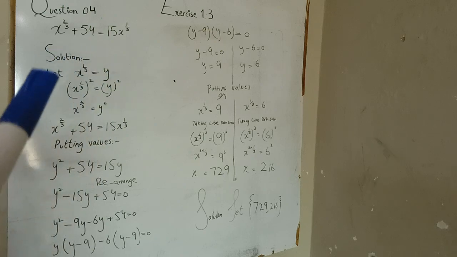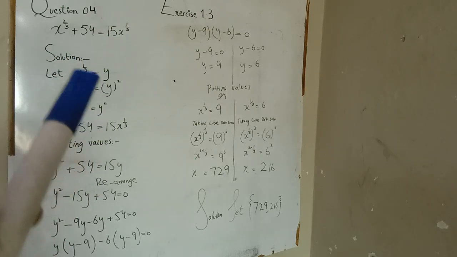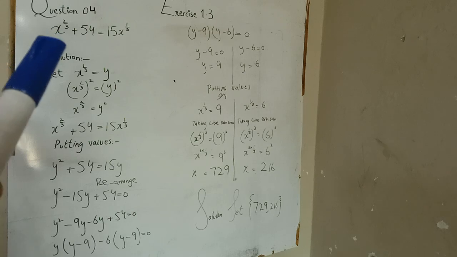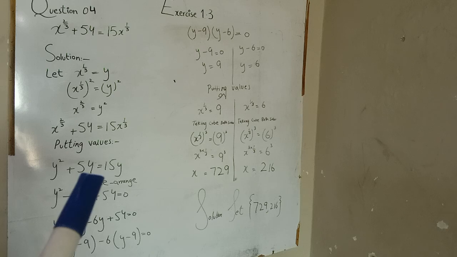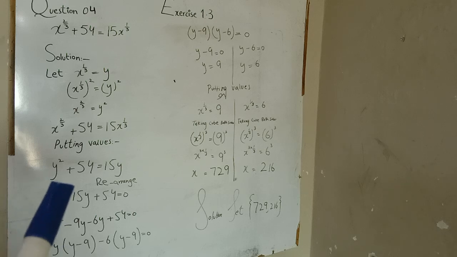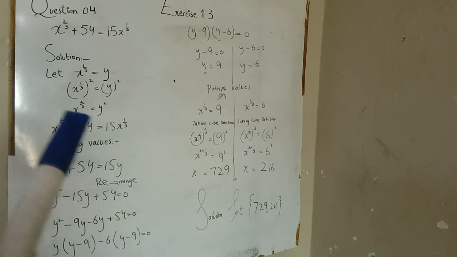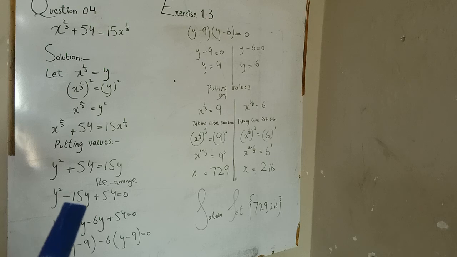So we put the value of x^(1/3) as y and x^(2/3) as y squared. Putting the values in, we have to rearrange. So all the values come on the y squared side: y squared minus 15y plus 54 is equal to 0.